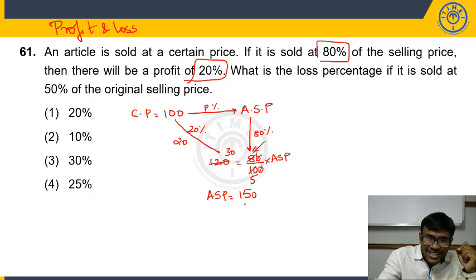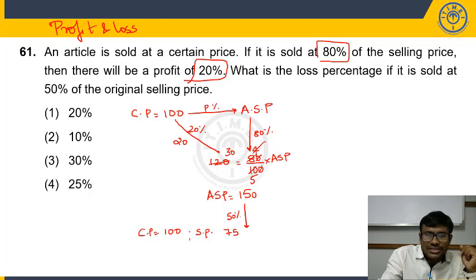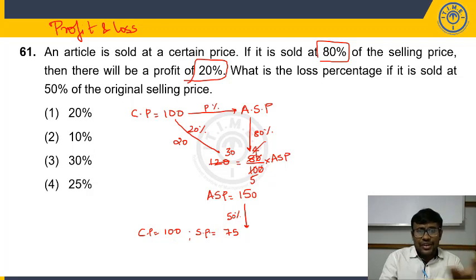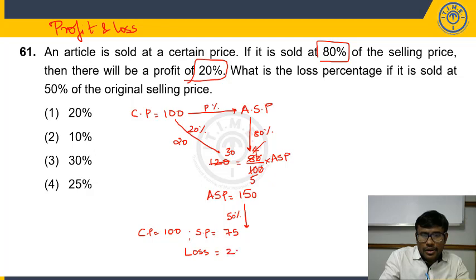If I sell at 50% of the actual selling price, it means I should sell at 75 rupees, and the cost price was 100 rupees. So clearly, when you sell at 75 rupees, you will get a loss of 25%. Why? Because the cost price was 100 and the selling price is 75. So you are selling at a loss of 25%. So 25%, which option? Option number 4. Is that clear? Let's get into the next question.